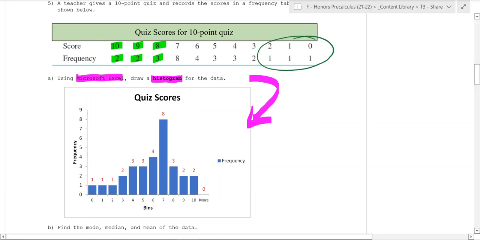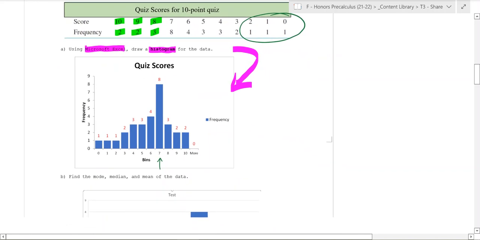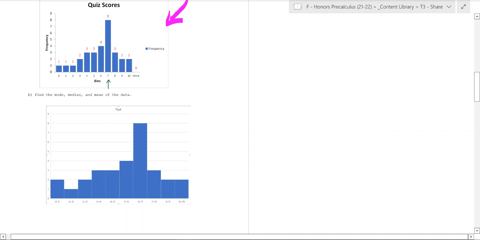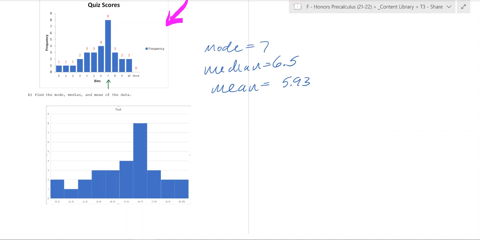And it shows us visually that the most common one, the mode, would be a 7 right there. So you can use this to see it, and then you can find the mean, median, and mode of each one. When I say each one, I mean the data set. So you can clearly see the mode. The mode is the most common one. That's going to be 7. And then the median is going to be 6.5, and the mean is 5.93.